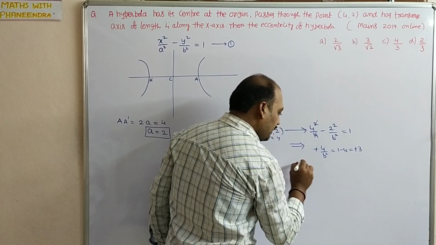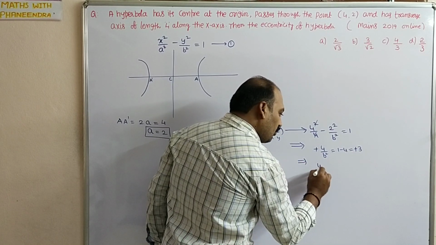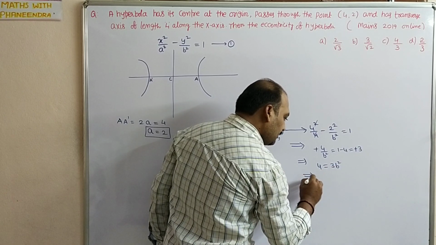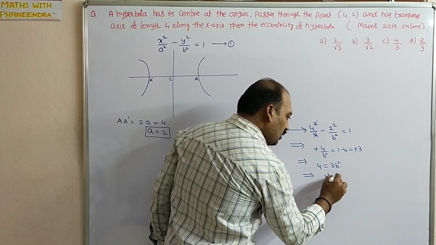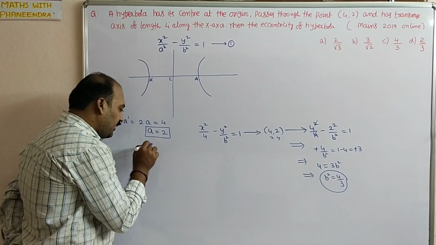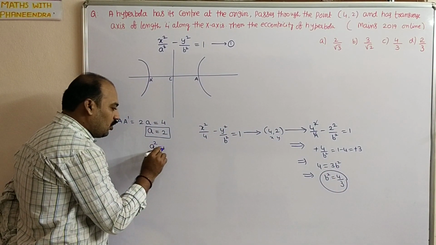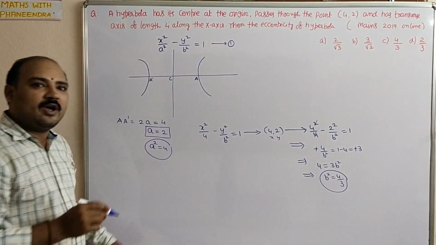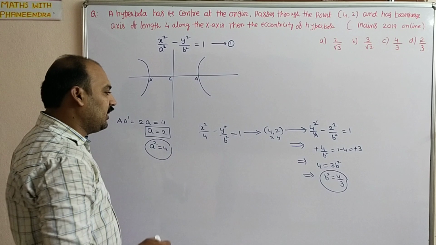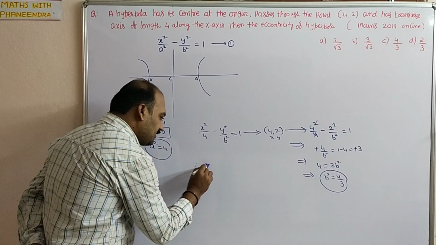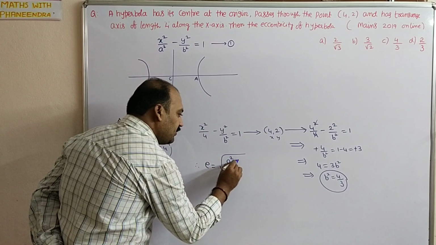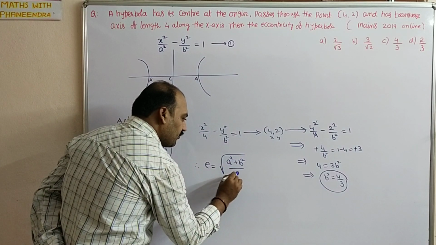Here minus gets cancelled. 4 equals 3b square. That implies that b square is equal to 4 by 3. So we got the b square value, and here a square is equal to 4. Whenever we know the values of a square and b square, we can calculate the eccentricity of the hyperbola. The eccentricity e equals square root of (a square plus b square) divided by a square.